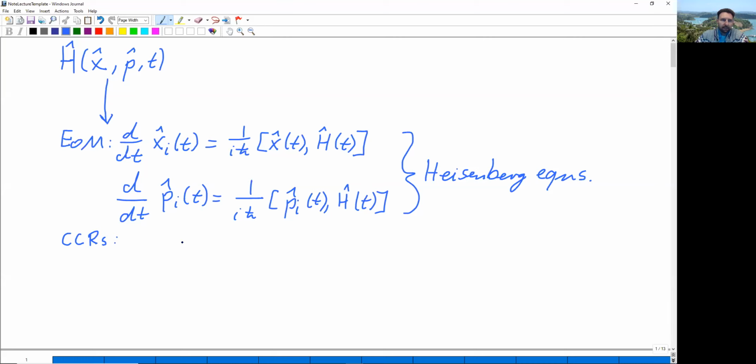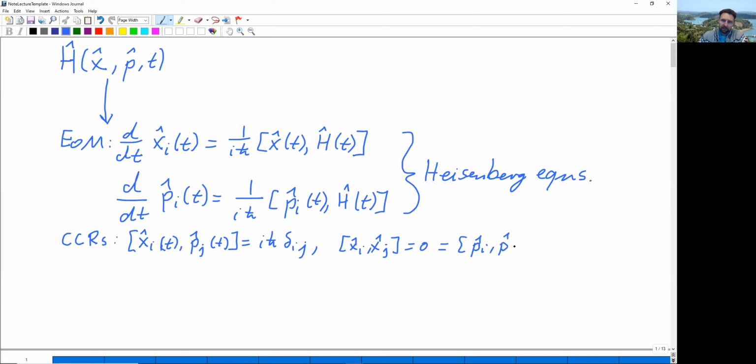CCRs. And we found that the canonical commutation relations are that the commutator of x hat i, as a function of time, of course, with p hat j of t is equal to i h bar delta ij. And we have that the commutator of x hat i with x hat j is 0, and so is the commutator between p hat i and p hat j. All right, we are not yet done.